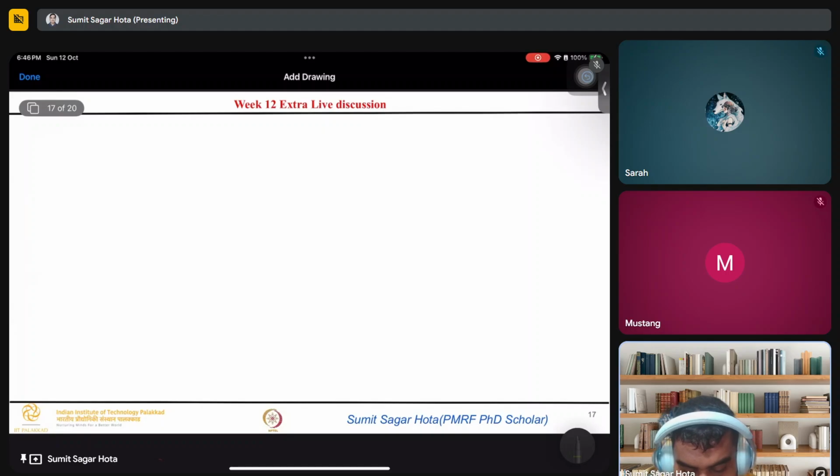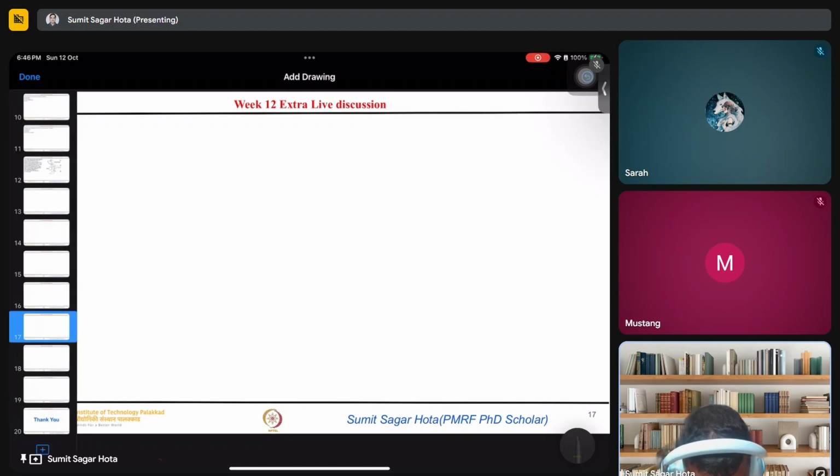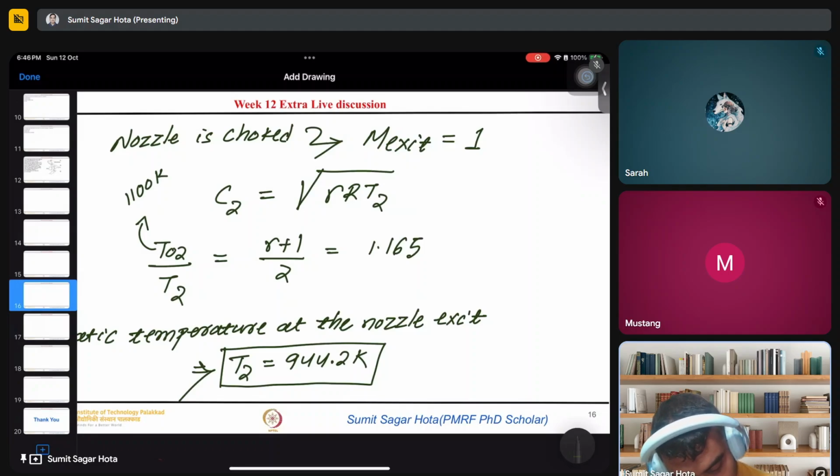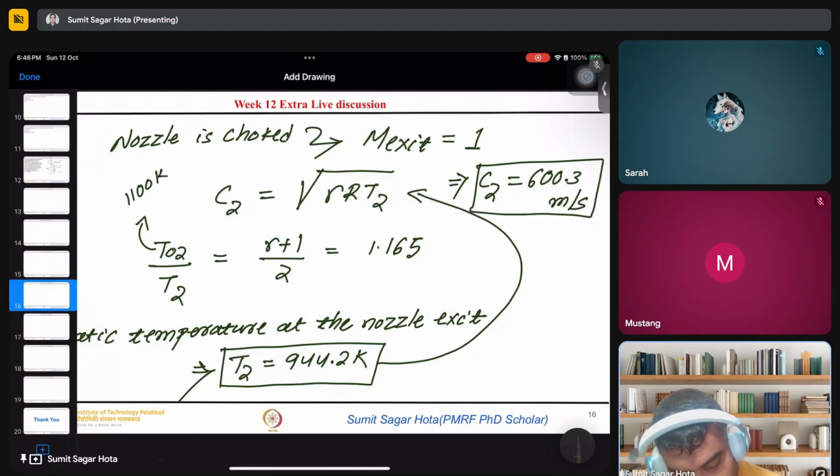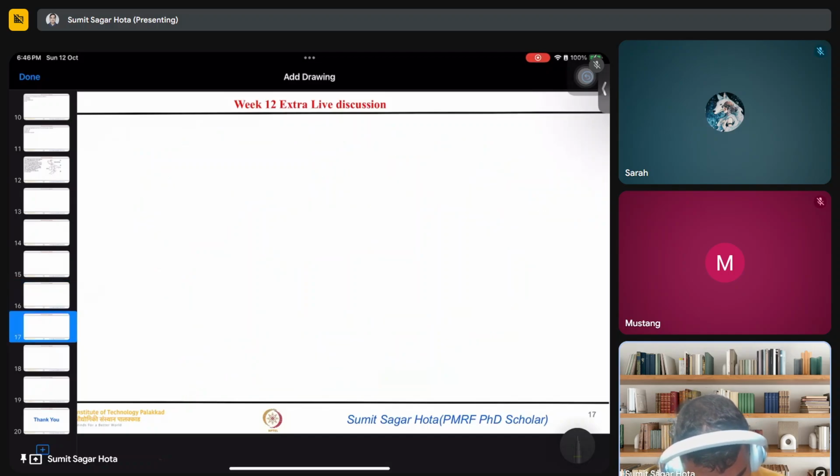Okay. So when you put all these things in this expression, you will find out the C2 value also. The C2 value, if you calculate, is 600.3 meter per second. Okay. Because gamma you know, R you know, and T2 now you find out. That means you can find out C2.